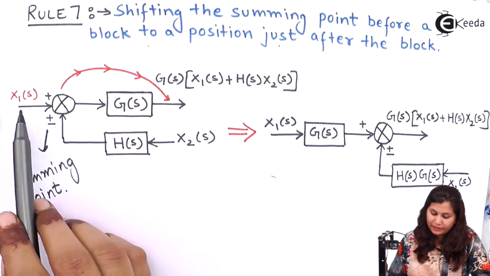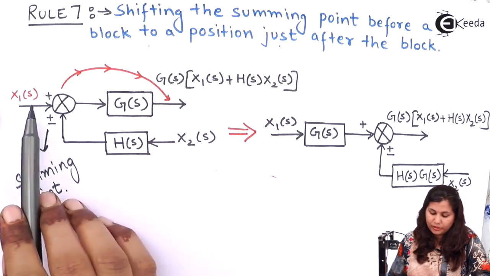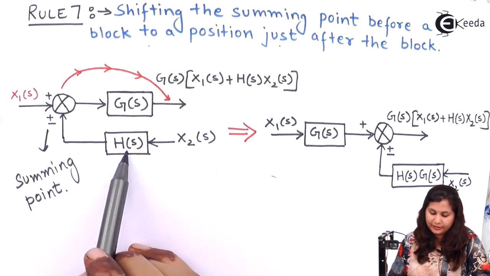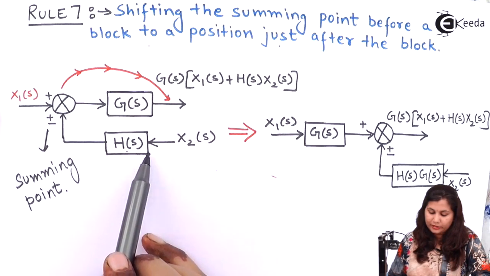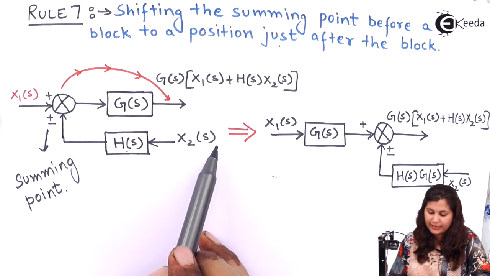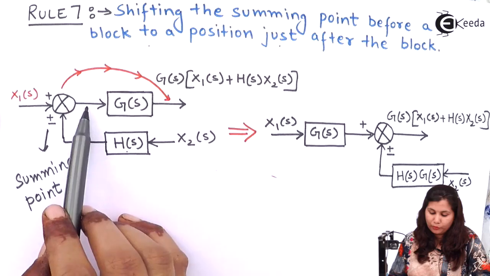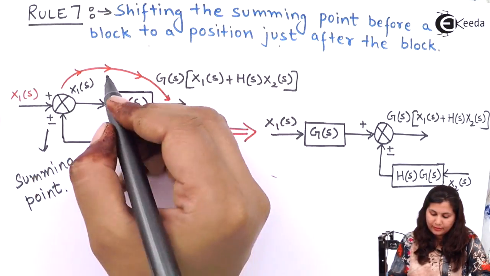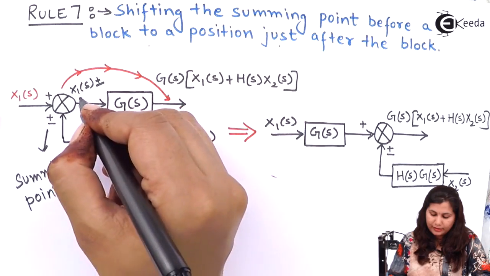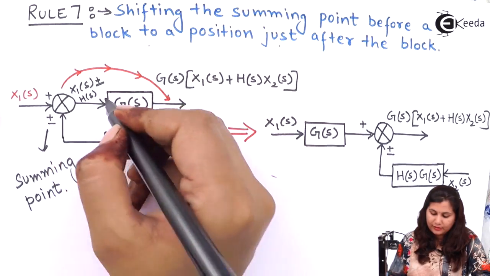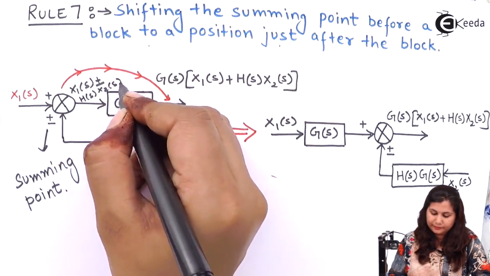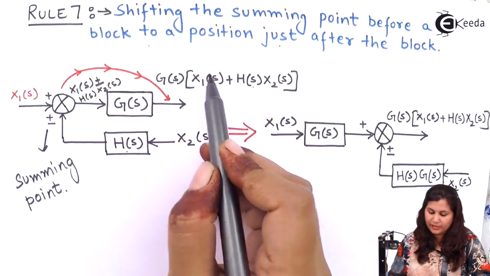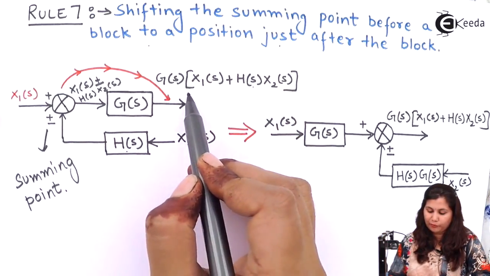So what will be the effect? First let's see the output. This is the input X1(s), and here we are adding the signal X2(s). The input to the H(s) is X2(s), so the output will be X1(s) plus minus H(s) X2(s), and this will be multiplied with G(s). So this is our output.